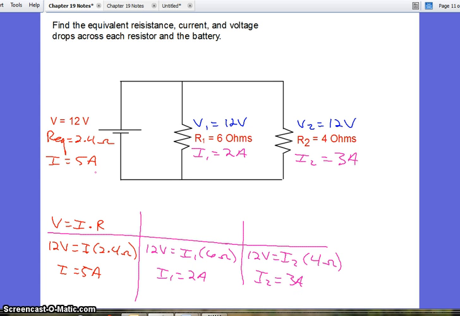One final thing I want to note here is that in a parallel circuit, when you're solving for the equivalent resistance, it has to be smaller than your smallest resistor. So in this case, our smallest resistor is 4 ohms. Our equivalent has to be less than that. And in this situation, again, it is. So it's another way to check your work. So to check your work, the equivalent resistance should be less than the smallest resistor in a parallel circuit. And the currents add together to equal the current supplied by the battery.